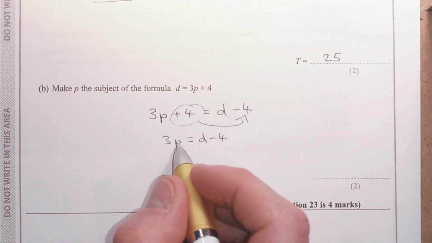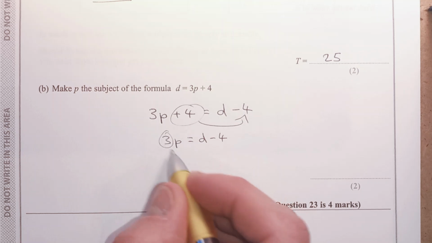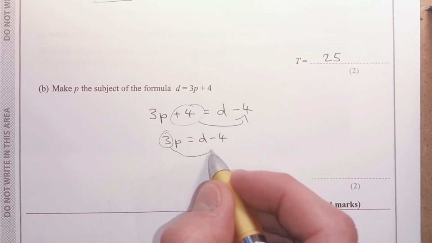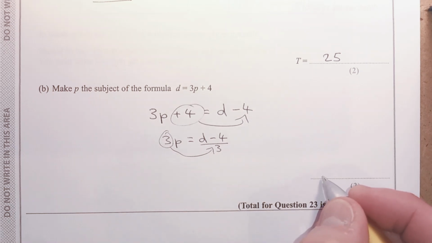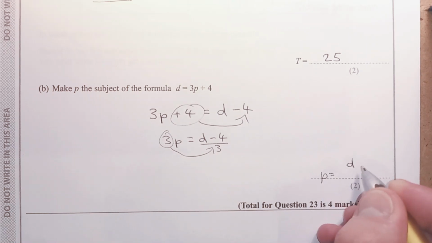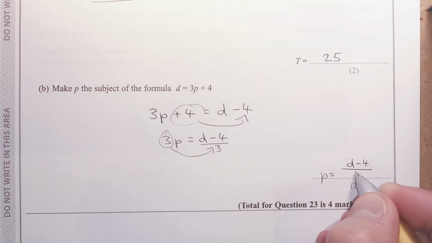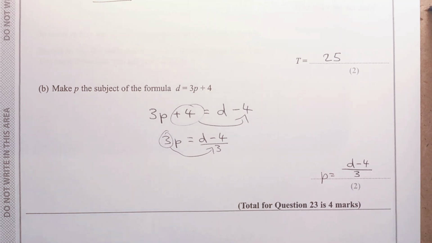Now we want to keep the p, we want to get rid of the 3. So divide by the 3. So it's literally going to be p equals D minus 4, all divided by 3.